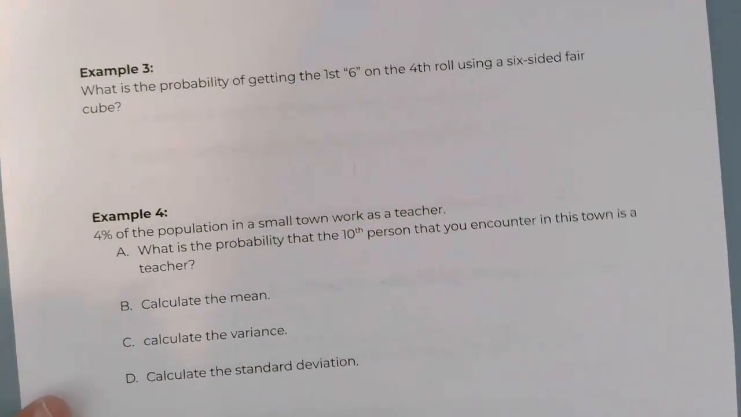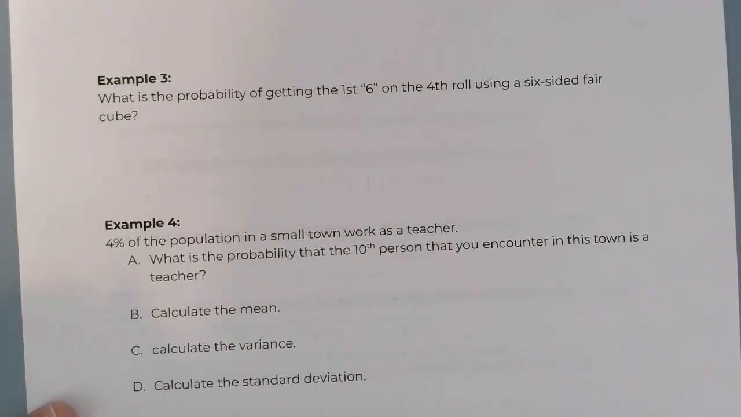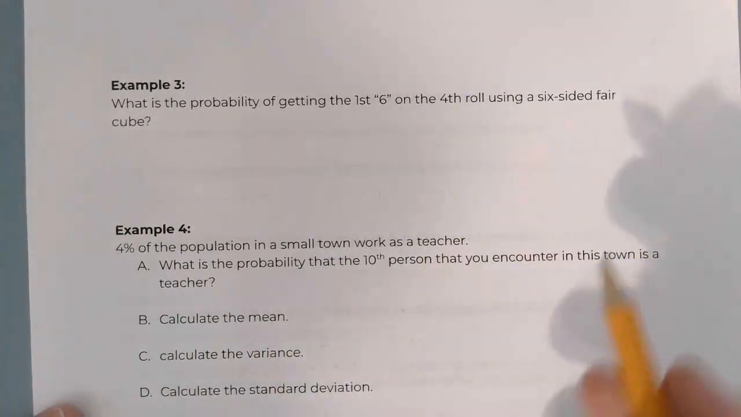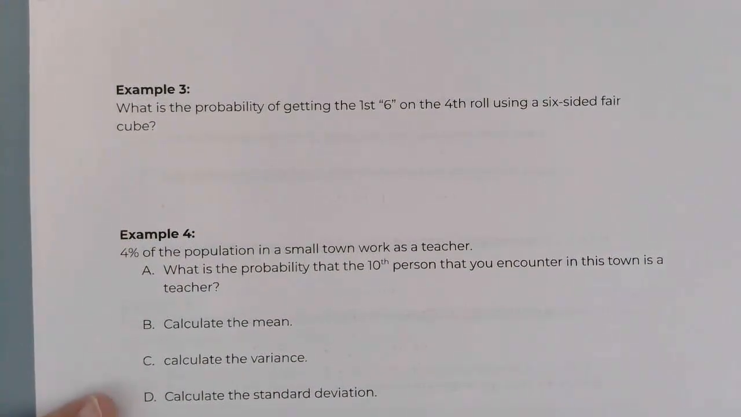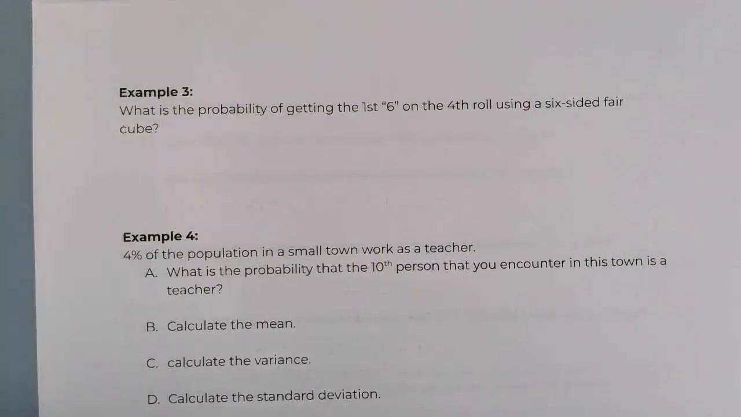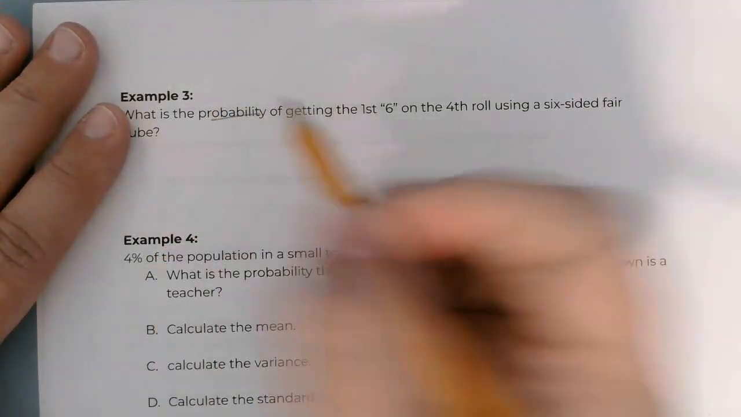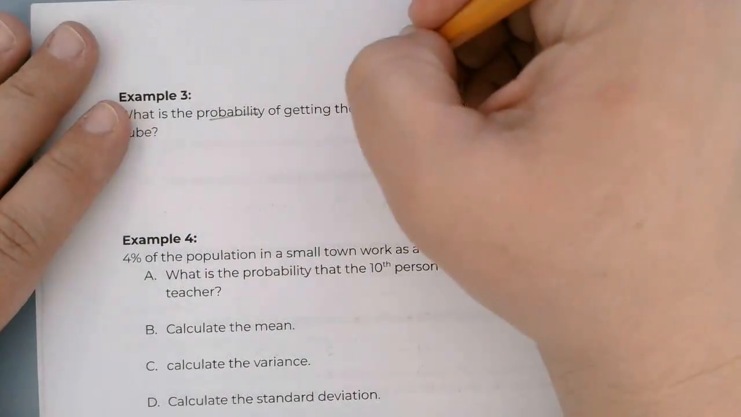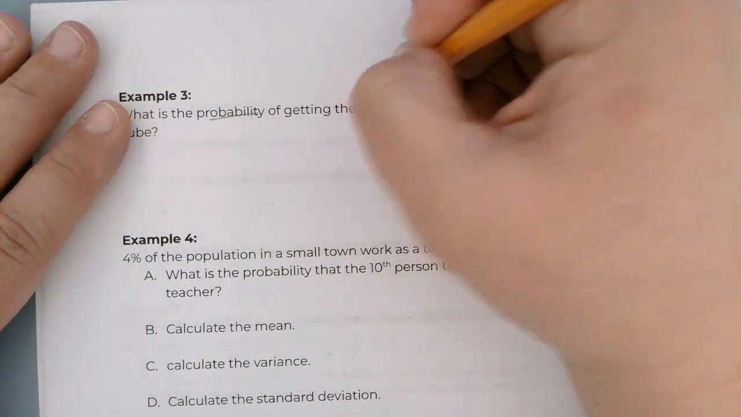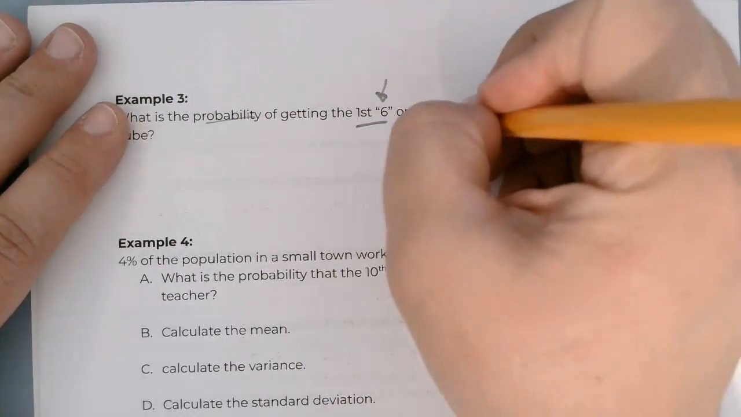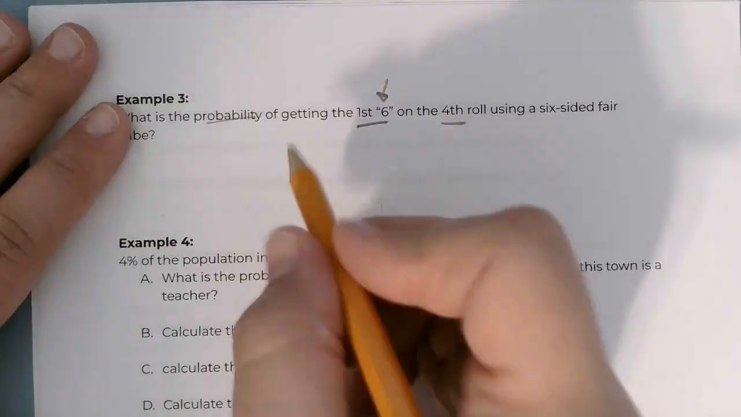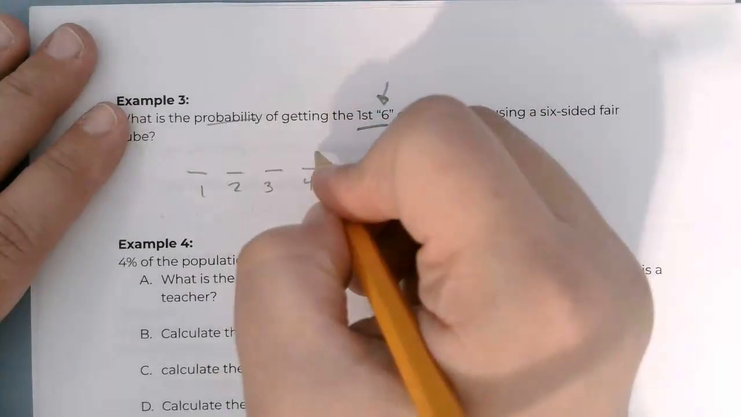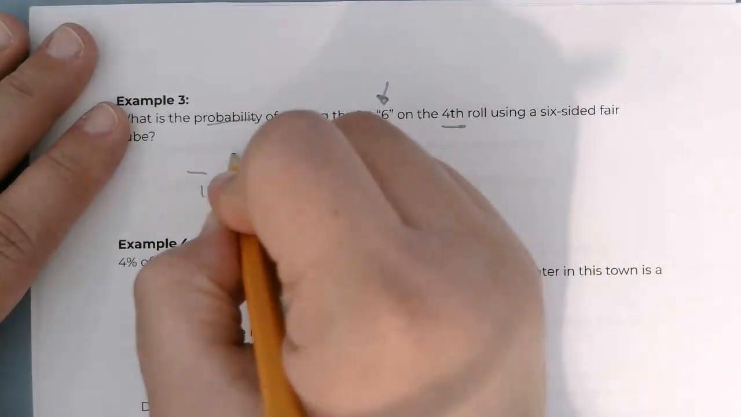So what is the probability of getting the first 6 on the 4th roll of a 6-sided fair cube? This is most likely how you're going to see the problem. It sounds ridiculous, right? So just break it down. We're looking for the probability of getting the first 6. So that's our outcome, the first 6 on the 4th roll. So that means we have 4 spots. We want the first one to happen here. So these are all misses.